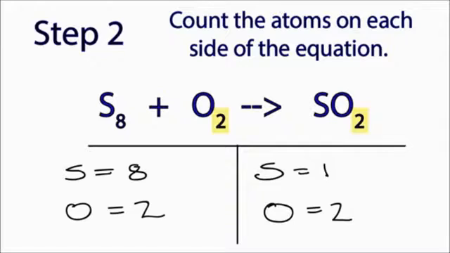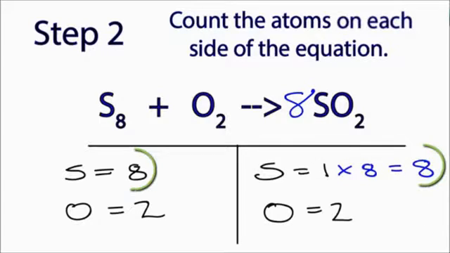We can see that we have 2 oxygens on each side of the equation. So the oxygens are fine. But the sulfur atoms, we have 8 on the left side, the reactants, and only 1 on the right. Well, to fix that, I can change the coefficient in front of the sulfur on the right and make that an 8. So if I put an 8 here, that means 8 times the 1 sulfur. That'll give me 8 sulfurs.